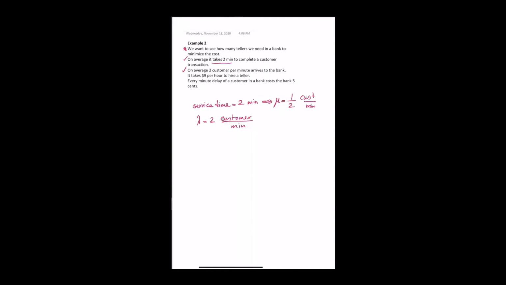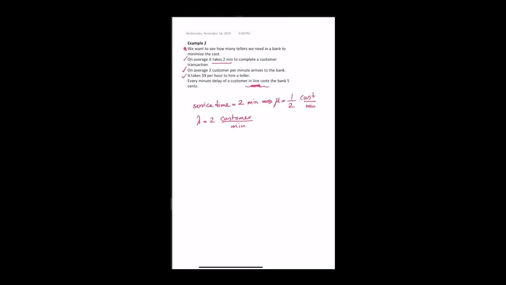It costs $9 per hour to hire a teller, and every minute of delay for customers in line will cost the bank 5 cents. So it's important to pay attention to this one. It says the waiting of the customers in line, so in the queue, will cost the bank. Sometimes in some problems, it may tell you that the waiting of the customers in the system may cost you some money. So pay attention to this one. Here we know that the waiting of the customers in the line will cost the company.